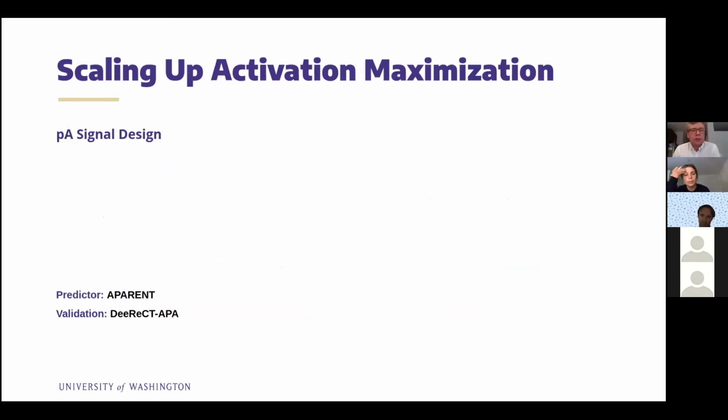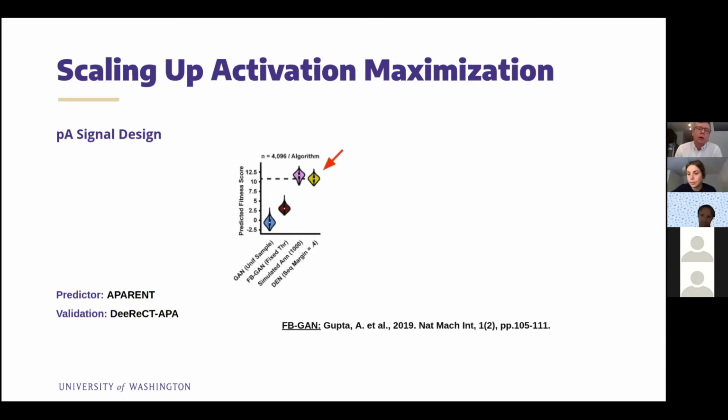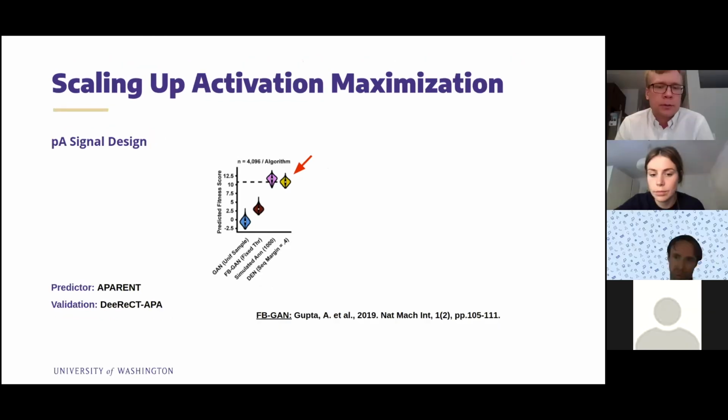Here I'm going to show highlight results of using deep exploration networks to generate maximally strong polyA signal sequences. Again, the fitness predictor is APARENT, and for validation, we're looking at predictions from this independently trained DeepAPA model. So here we're looking at 4,000 sequences designed by 4 different algorithms, and I'm plotting the predicted fitness scores of these designs.